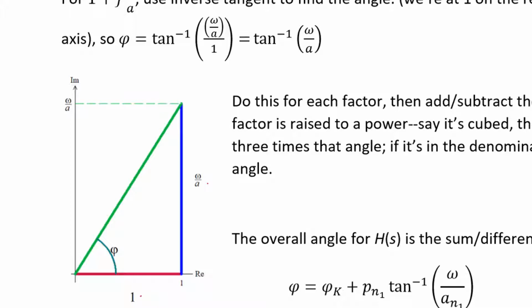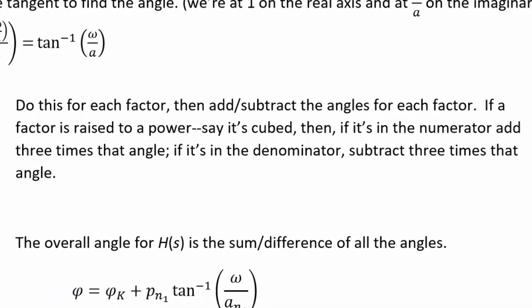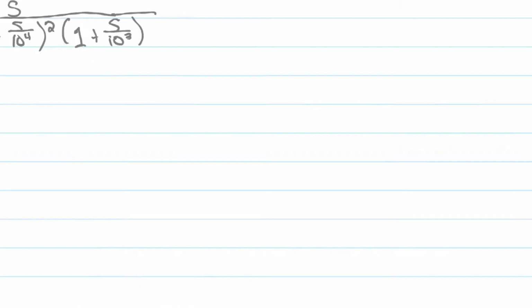So do that for each factor. And then remember, this is just like phasors. When we wrote everything in phasor form, the phase angle was you took all of the angles from the numerator and added them together and then subtracted all of the angles for the denominator. So same exact idea here.